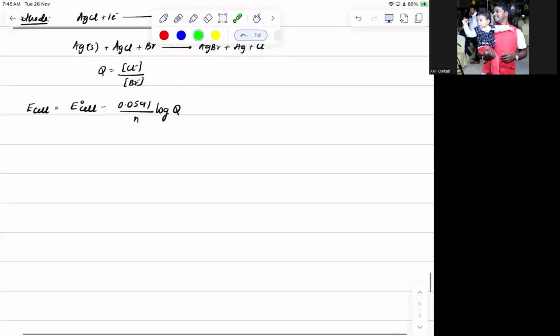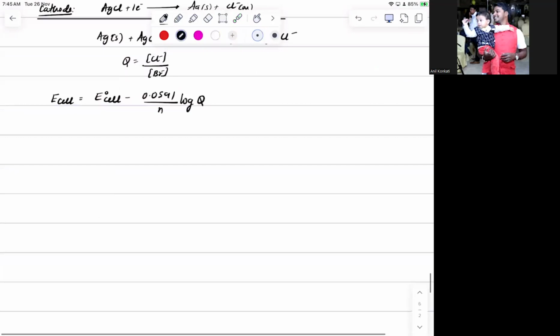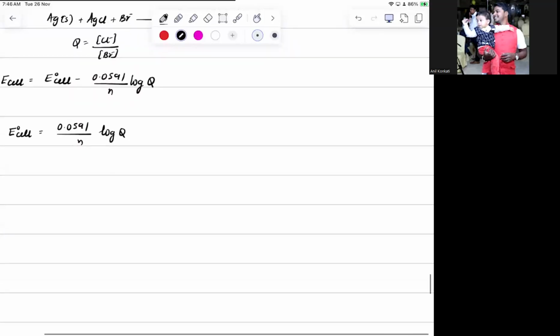So suppose E cell is 0 here, correct? Then E naught cell will be equal to 0.0591 by n log of Q. What is E naught cell here? E naught cell is the reduction value at the cathode minus the reduction value at the anode. So what is getting reduced here? Cl minus to AgCl to Ag, minus what is getting oxidized here?